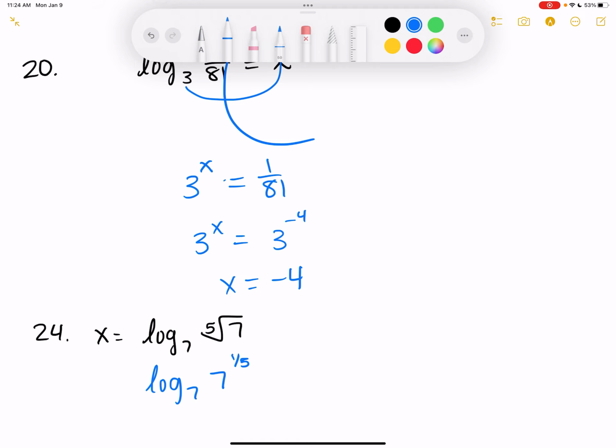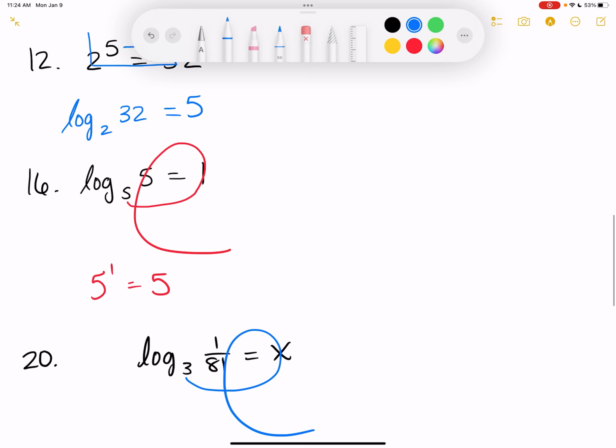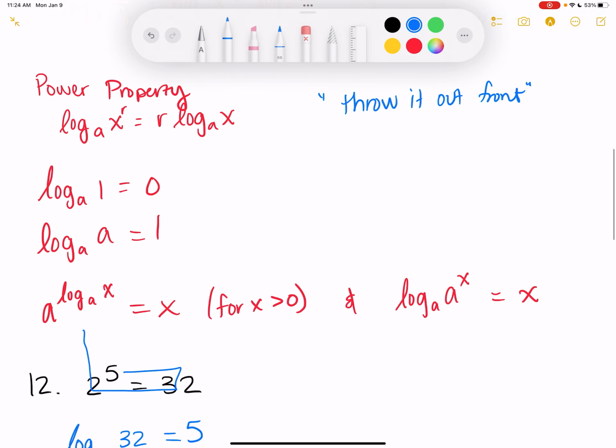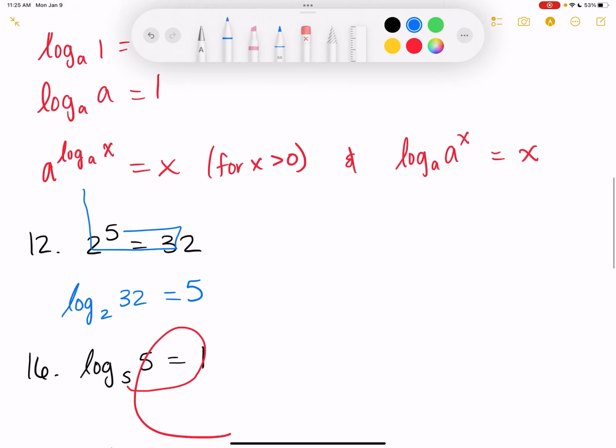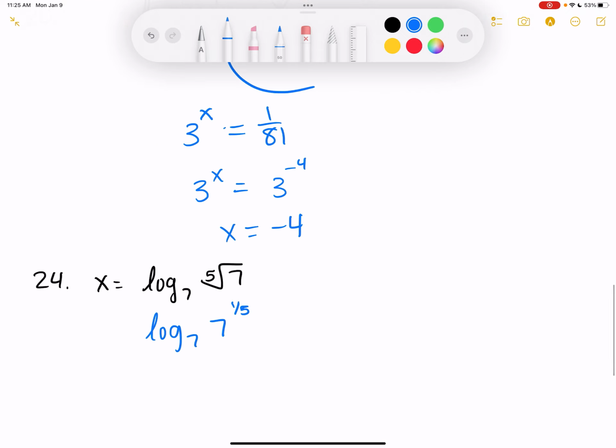And then according to one of our properties that we wrote up here, log base a of a is equal to 1, because that was the exponent here. Or down here, log base a of a to the x is equal to x. So, log base 7 of 7 raised to this value would just be equal to that value.